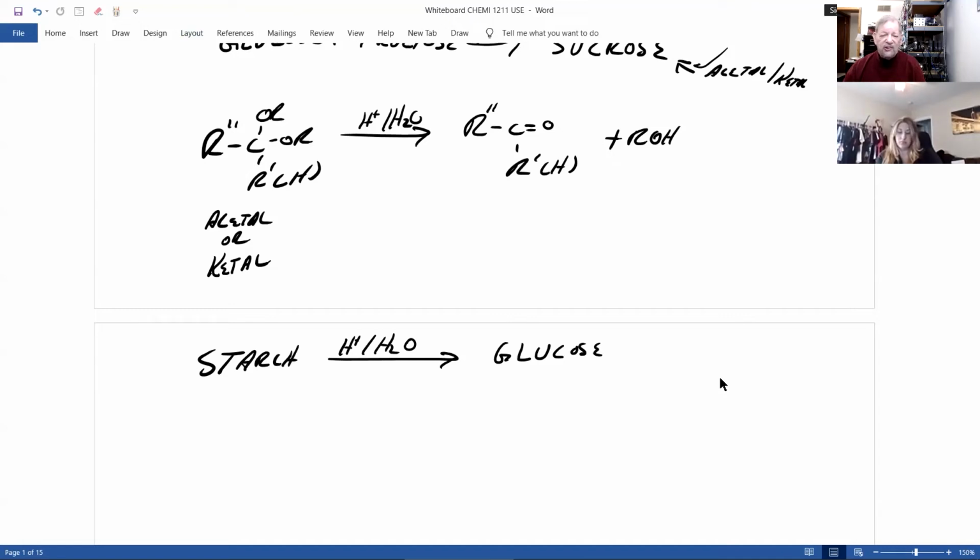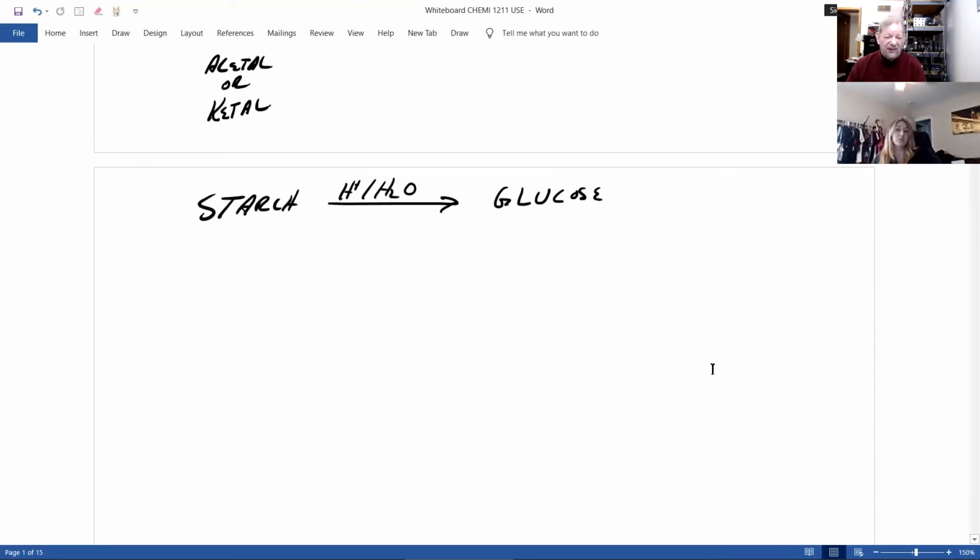Because glucose is really this alcohol and that aldehyde connected together in the same molecule. Now, if you take sucrose and add acid and water, you get 2 compounds. You know something? I haven't been sharing the whole afternoon.